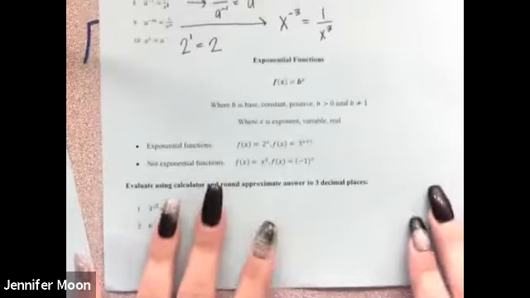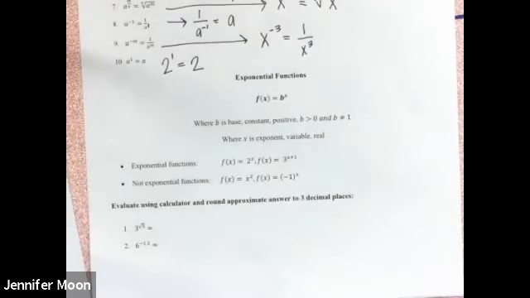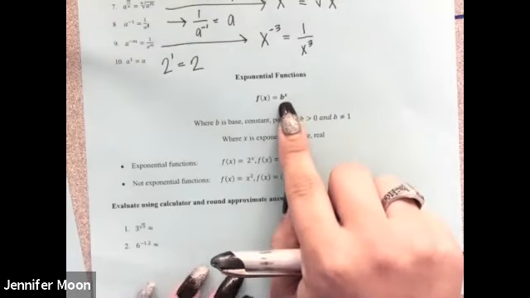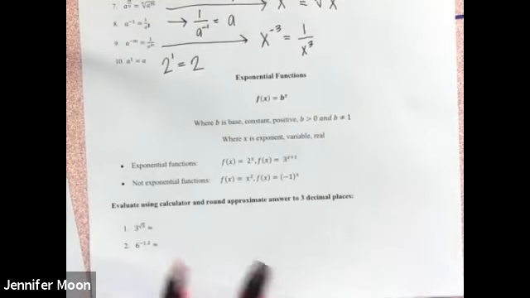Now what we're going to do is actually start 4.1, which is exponential functions. So an exponential function is written in the form of f of x, that's your function, right? That tells me it's a function. And then the function itself is b to the x.